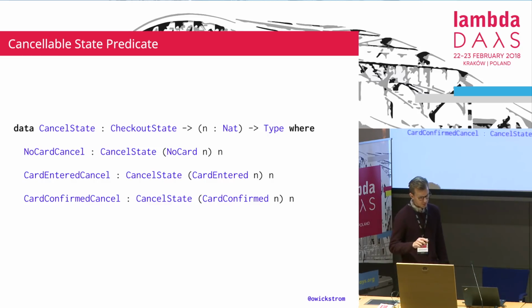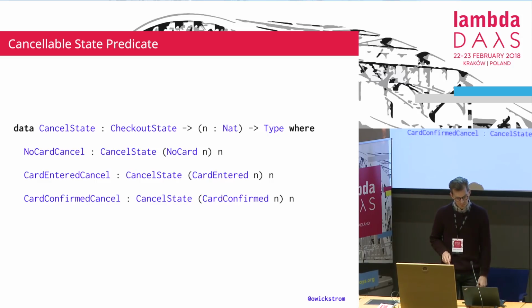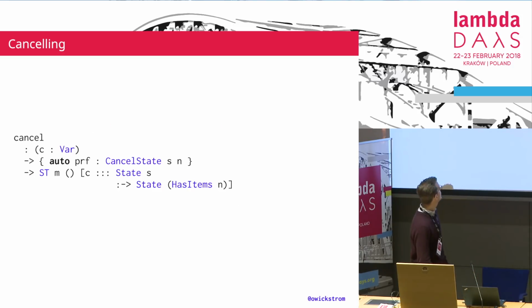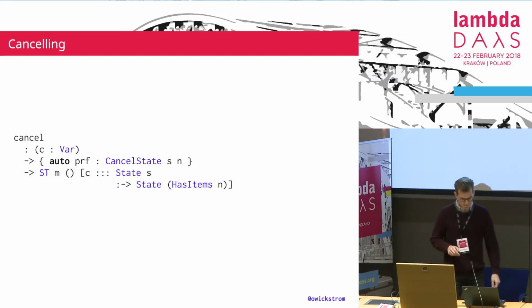I won't go into much detail here, but basically in the signature you tell Idris, can you automatically create a proof that my current state S is a cancel state, that you can create a value for it with n items. And then we continue with n items. Okay?